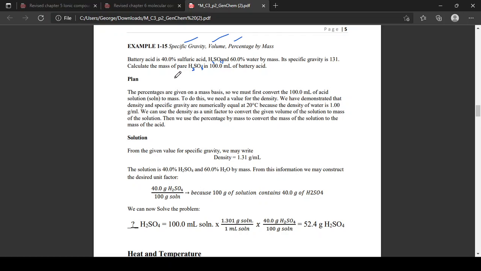So first, what do we need to do? Basta on the kids ang plan. The percentages are given on a mass basis. So we must first convert 100 ml of acid solution to mass. To do this, we need the value for your density. We have demonstrated that density and specific gravity are numerically equal at 20 degrees Celsius because density of water is 1.00 grams per ml. We can use the density as a unit factor to convert the given volume of the solution to mass of the solution. Then we use the percentage by mass to convert the mass of the solution to the mass of the acid.